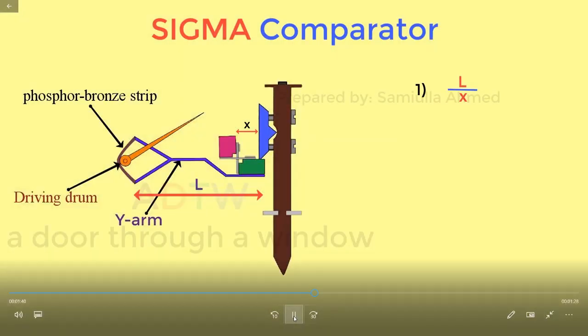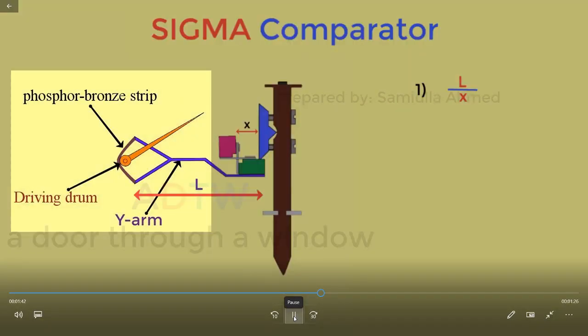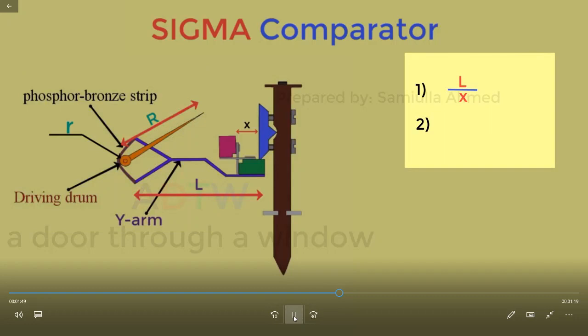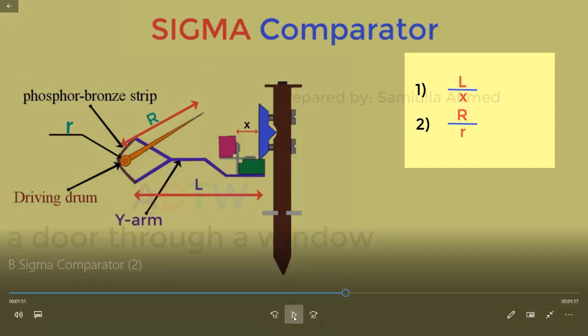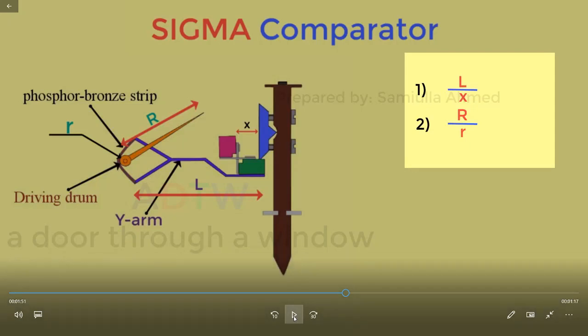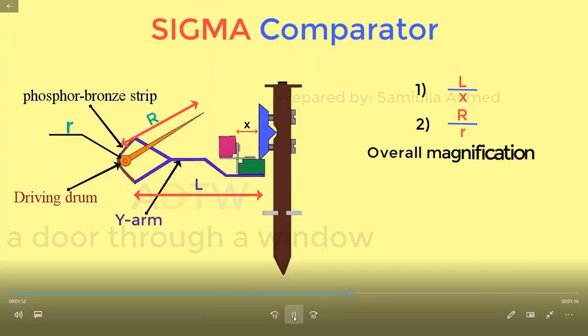The second stage of magnification is obtained with respect to pointer length R and driving drum radius small r. The magnification is given by R by small r. So this is the second magnification, pointer length upon the radius of the driving drum, due to which the needle motion happens. Overall magnification is given by L by X into R by small r.